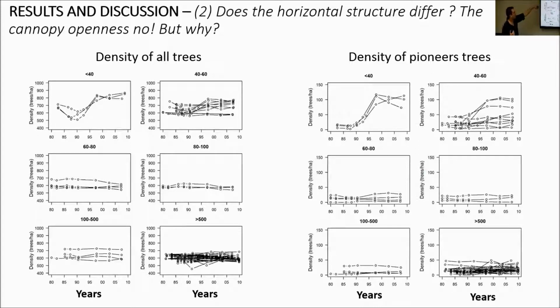If you have the LiDAR data 5 years, 10 years after fragmentation, probably the gap fraction, the open canopy, will be different. But 22 years after, the pioneer trees have already closed the open canopy, the expected open canopy, with pioneer trees.